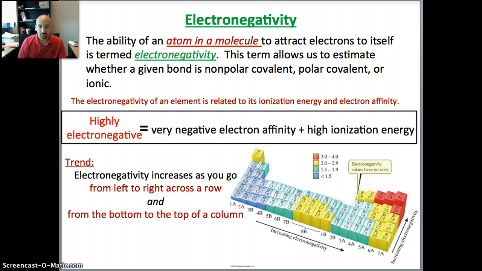So to understand bond polarity a bit more, we really need to understand what electronegativity is. Okay, electronegativity is the ability of an atom in a molecule to attract an electron to itself. It's kind of like a tug of war between those two atoms in a molecule. So the electronegativity of an element is related to its ionization energy as well as electron affinity. So a very negative electron affinity and a high ionization energy means you're going to have a highly electronegative atom. Right, and so you should know the trend that electronegativity increases from left to right and as you move up in the different groups.